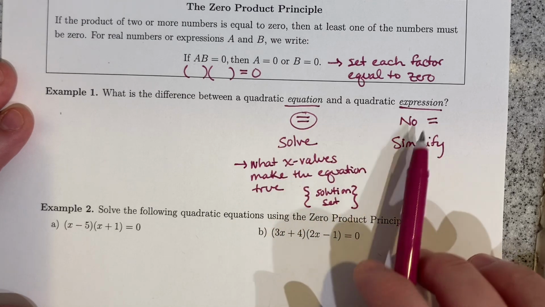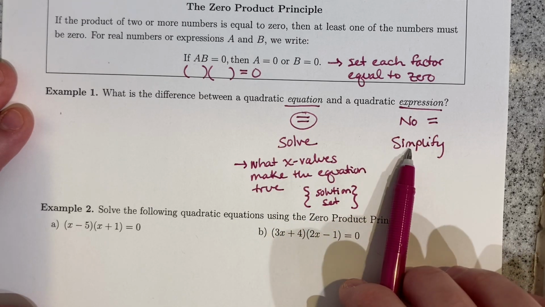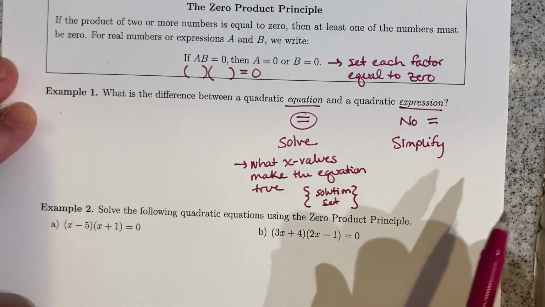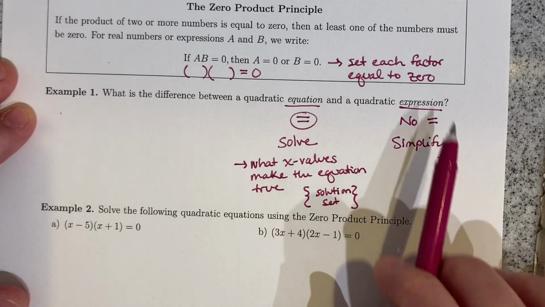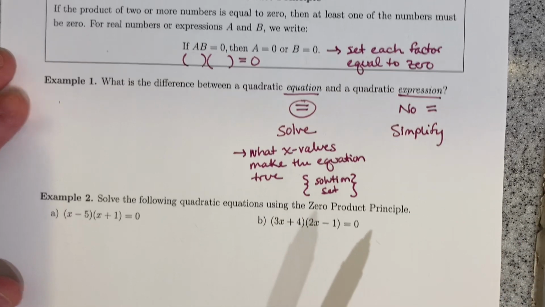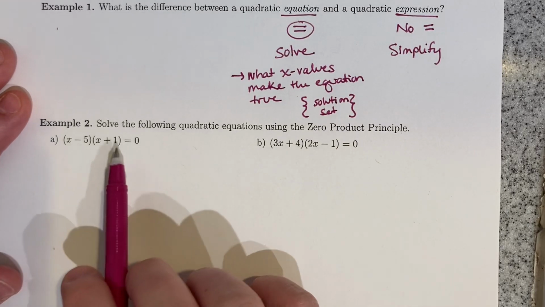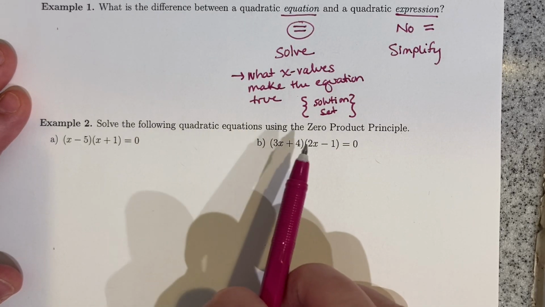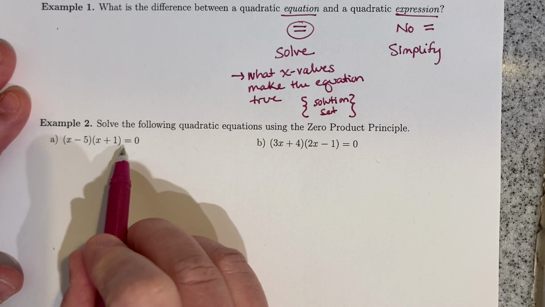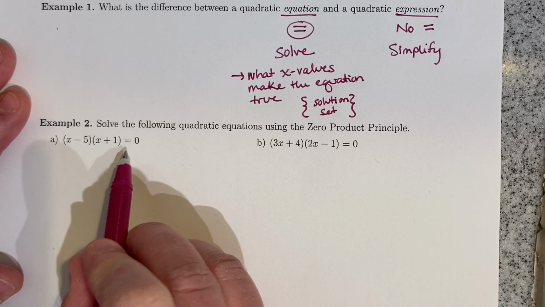So that's what we've been doing up to this point in this class, right? Every problem, if you look at previous sections, there weren't any equal signs. It was just, here, factor this expression. Now we're switching to solving. So let's see what that looks like. This says solve the following quadratic equations using the zero product principle. So we see there's an equal sign. That's what makes it an equation.